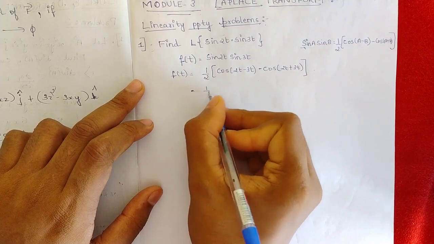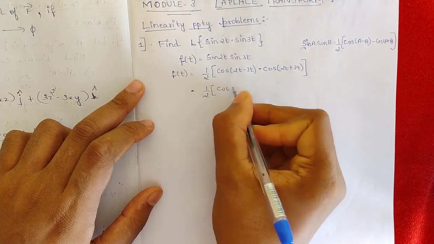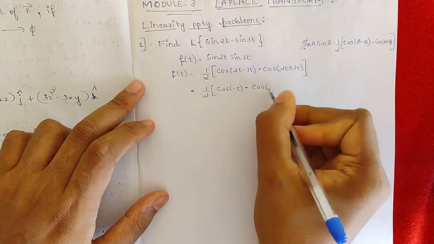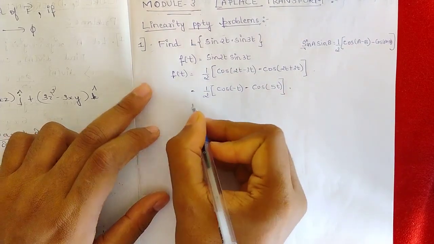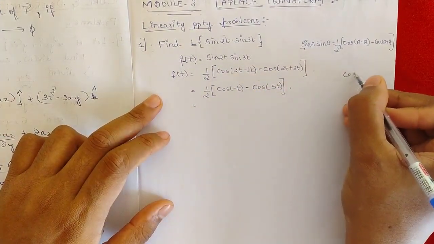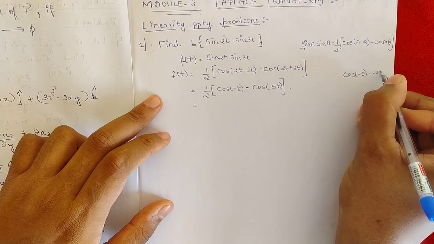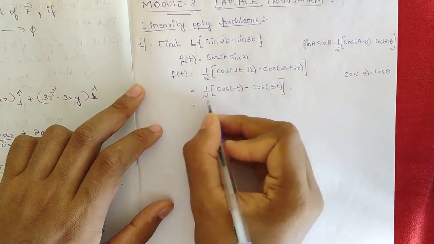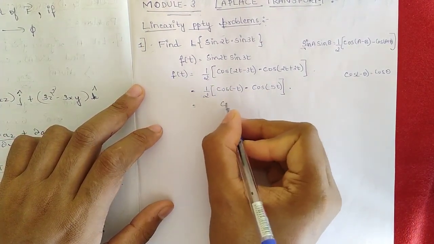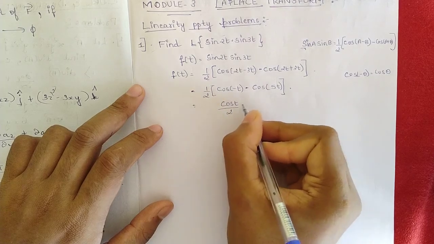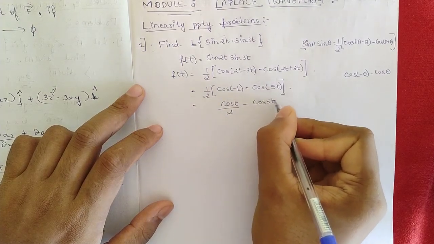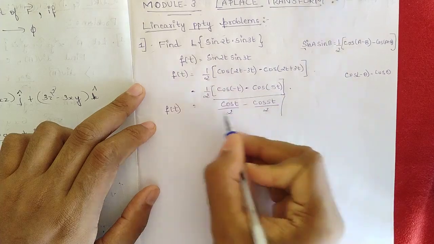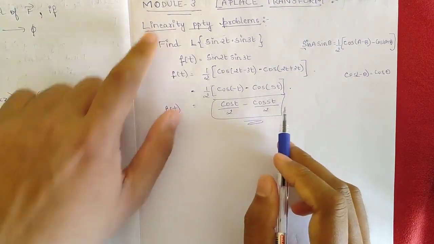So solve this. After solving you would be getting cos of minus t minus cos of 2t plus 3t, which is 5t. We also know that cos of minus theta is equal to cos theta itself, right? So cos of minus t is cos t itself. I am multiplying 1/2 to both terms, so we are going to get cos t by 2 minus cos 5t by 2. Okay, so this is our new f of t after simplifying. Now we should be using this in the Laplace transform.